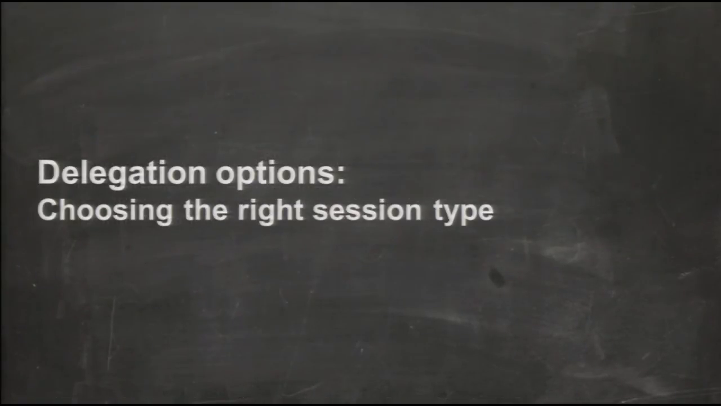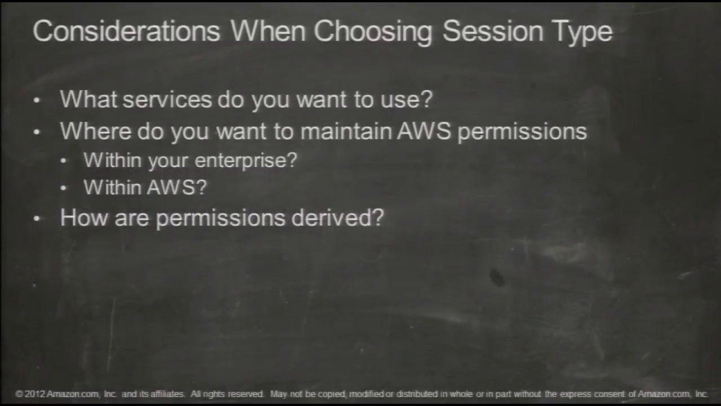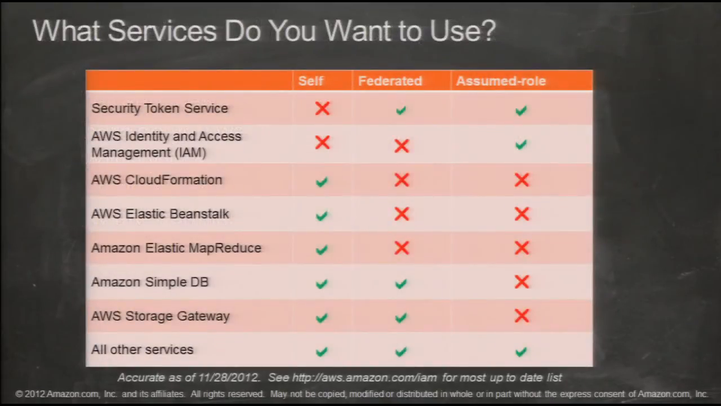So we looked at a couple different options, and I've already discussed some of the differences. Let me be very specific about some of the considerations you should have when choosing the different session types. These are things I would have you think about. First, what services do you want to use? The other consideration is how do you want to manage those permissions? Some people want to manage them within their enterprise. Other people want to have that separation where the permissions are managed inside of AWS. And then how are the permissions derived? Do I want to have a proxy server that has star access and I scope that down? Or I want to have a limited proxy server and I want to assume those. So those are some of the different things you want to be thinking about.